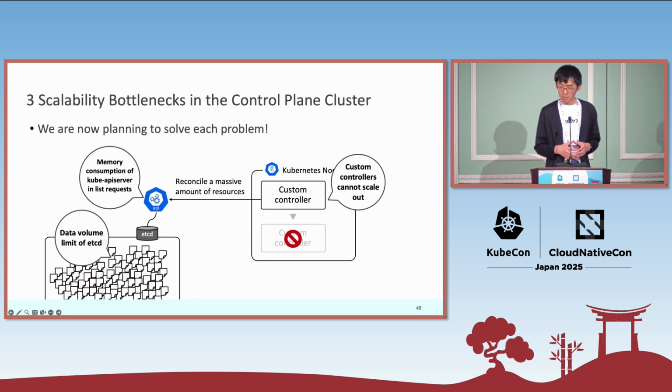Then we can break down the scalability challenges of the control plane cluster into 3 issues as shown on this slide. First is the spike in API server memory usage when handling list requests. Second is the growth of etcd data size. And the last one is the issue mentioned in the previous section, the inability to scale out custom controllers.